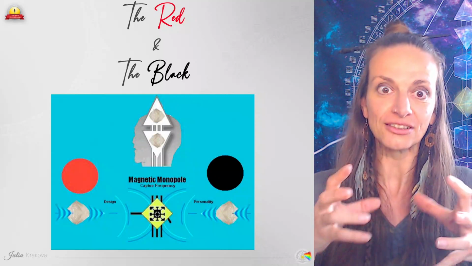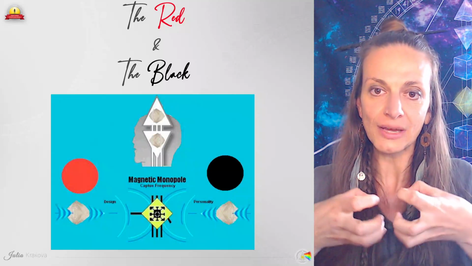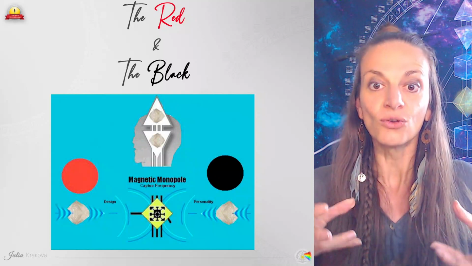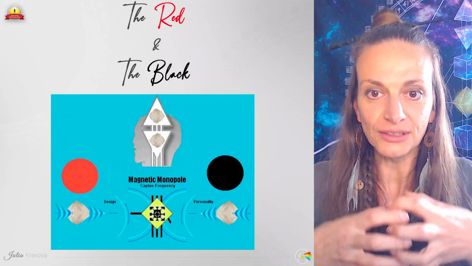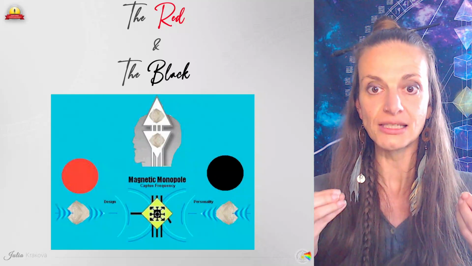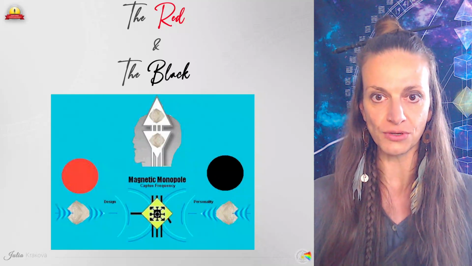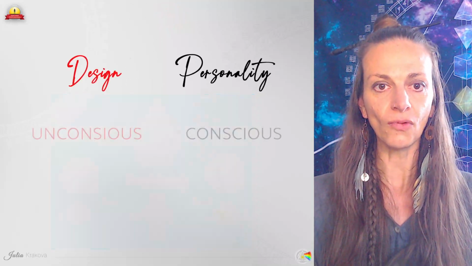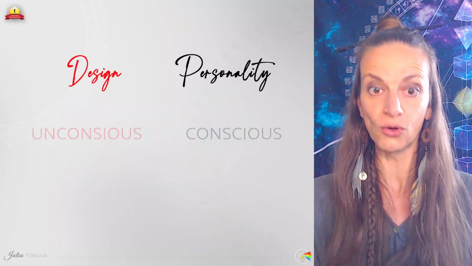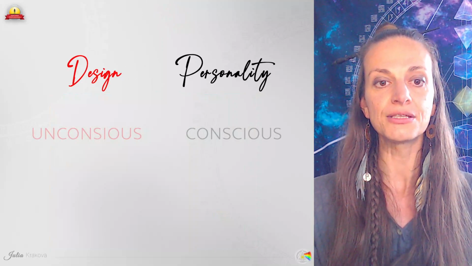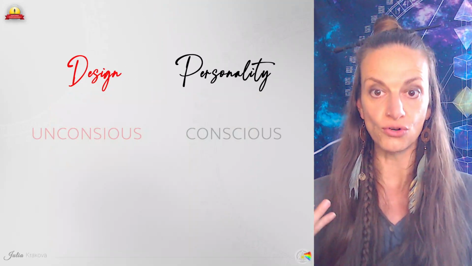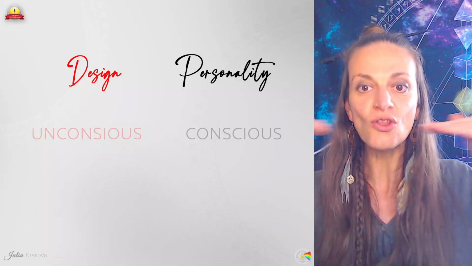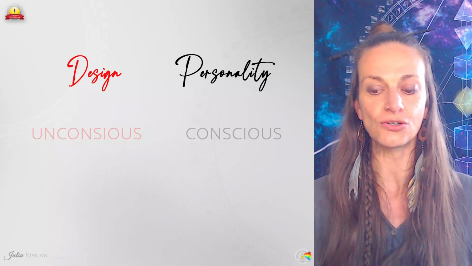Now here in the red and the black, we look also at this process of disintegration in order to integrate, in order to come together. So that's a part of the differentiation process that we are going through. And the terminology that we use is unconscious and conscious. So design is unconscious, is what is not in the conscious, not on the surface level.